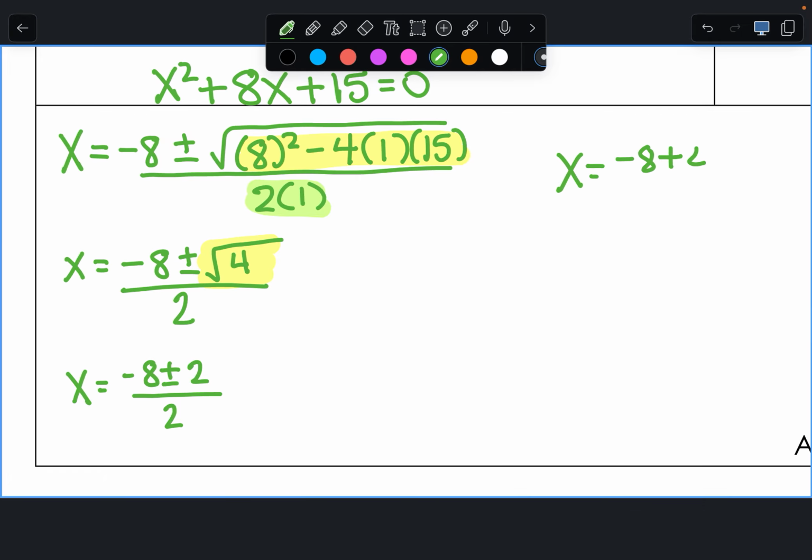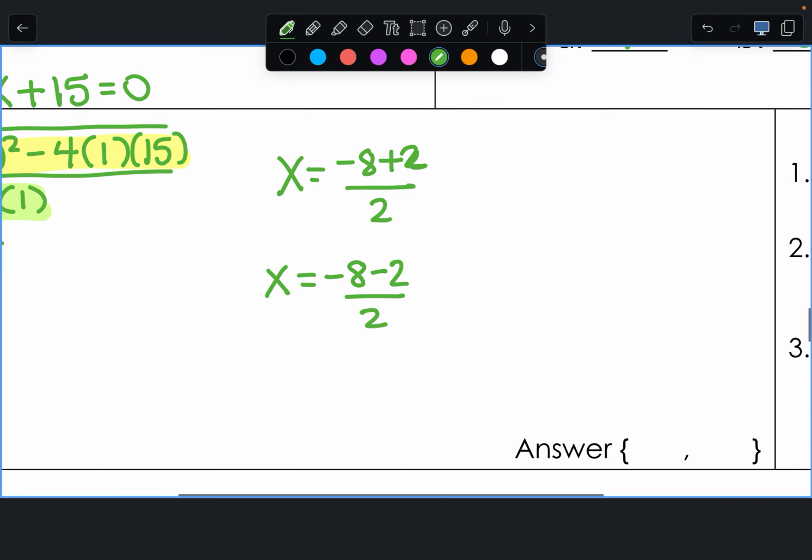-8 plus 2 is what? -6, and -6 divided by 2 is -3. -8 minus 2 is -10, and -10 divided by 2 is -5. So that means the answers are -5 and -3.